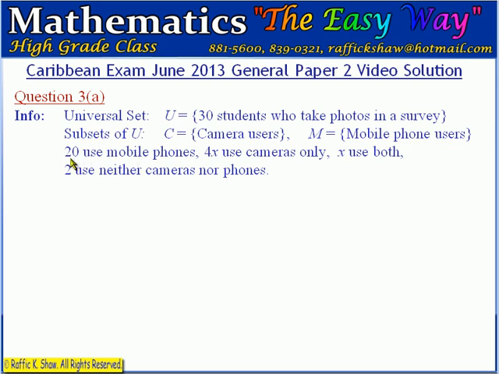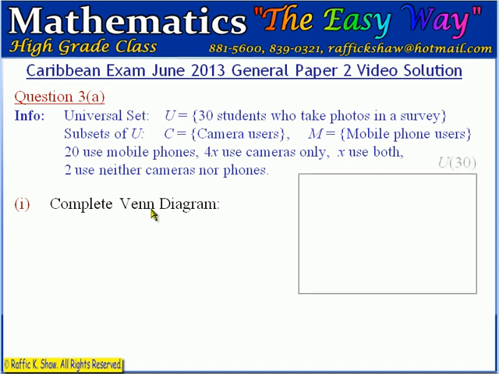Now, we are told that 20 students use mobile phones, 4x students use camera only, x students use both mobile phones and cameras to take photographs, and 2 students use neither cameras nor phones to take photographs. And the first part wants us to complete a Venn diagram that represents this information, and this is it.